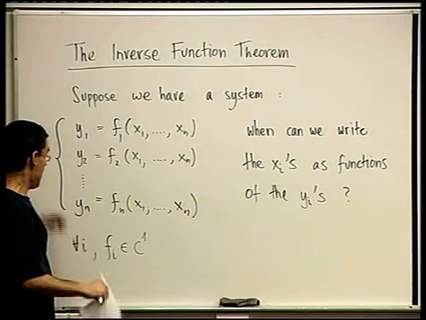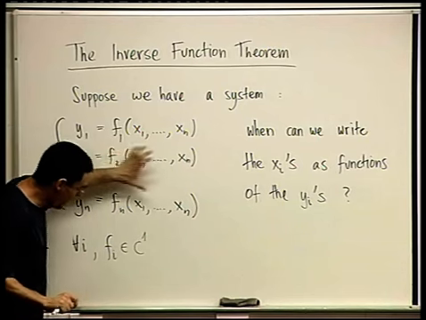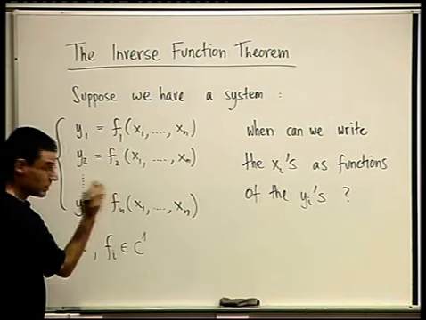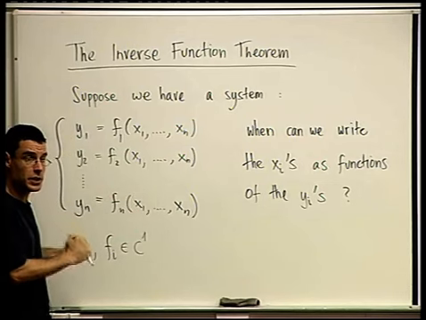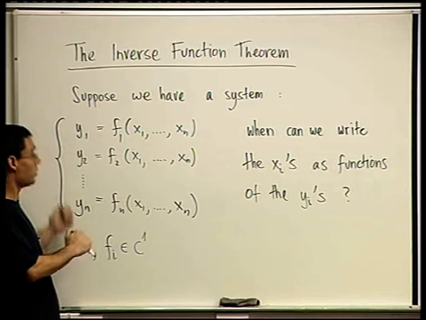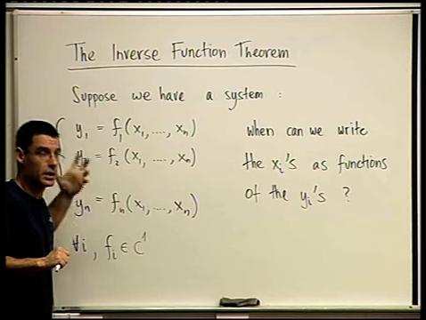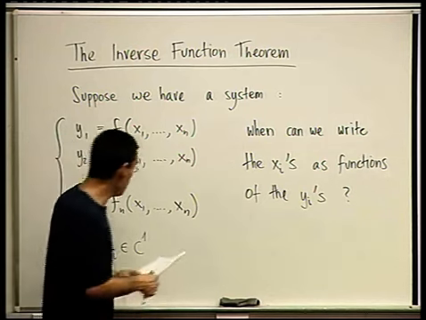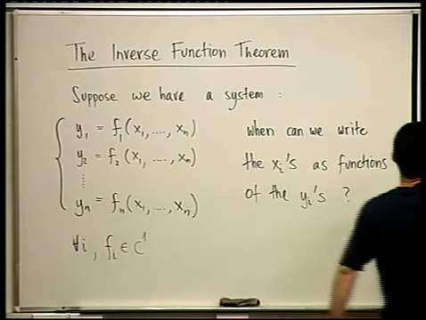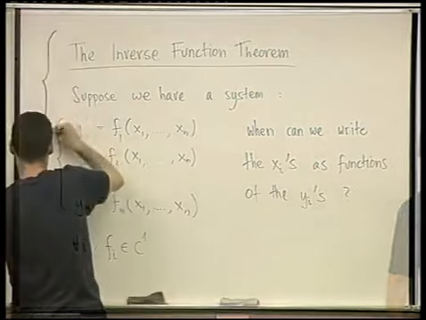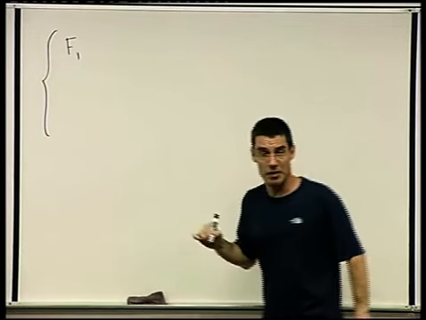Okay. Now, the way to tackle this question is to set this up into the setup of the implicit function theorem. The implicit function theorem told us when we can write certain variables as functions of the other variables. So that's what I want to do. So let's rewrite this thing in the following way. Let's introduce new functions. We're going to use capital F for them.